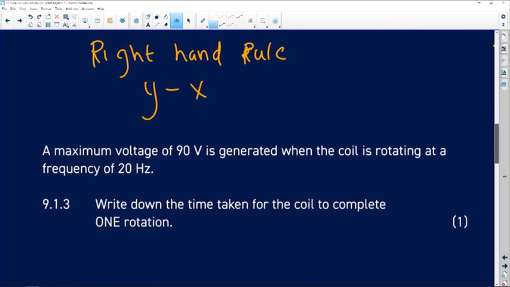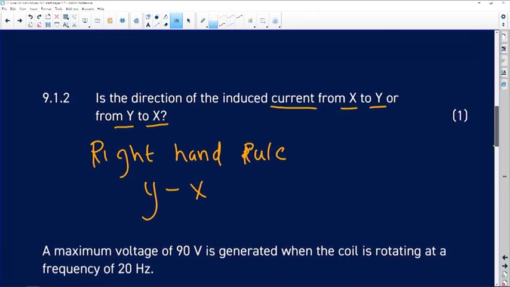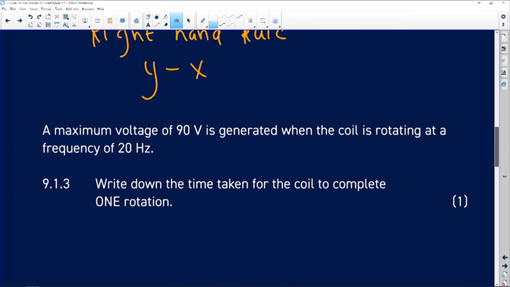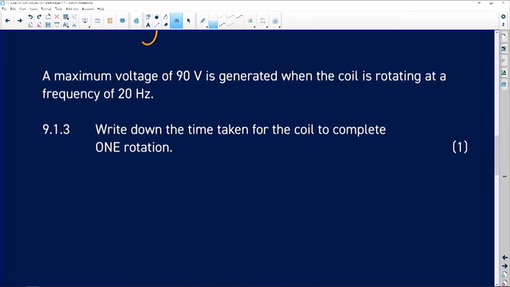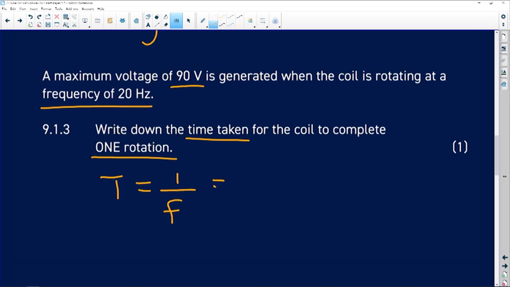Okay, and then a maximum voltage here. A maximum voltage of 90 volts is generated when the coil is rotating at a frequency of 20 hertz. So we are given the voltage and the frequency. Write down the time taken for the coil to complete one rotation. In fact, we are looking for the period, and we are given frequency. So T equals 1 over f. Now what is our frequency? 1 over 20.